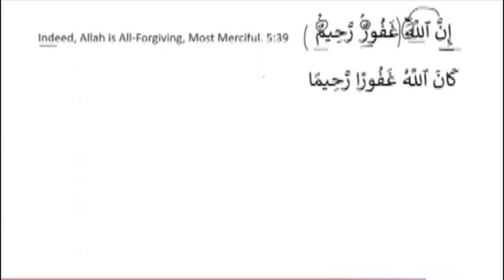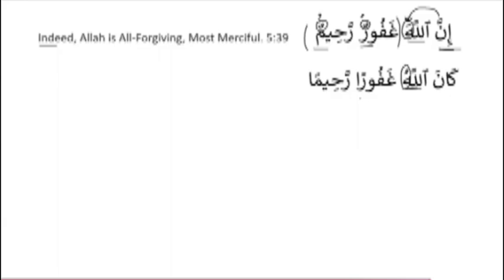Now we have a similar kind of situation, but look at what happened over here. Here, ismul jalala or lafzul jalala has dhamma. So when it has dhamma over here, what do we say? It is marfu. Hamza, ahsanti. Yes, marfu. Yes, Fatima, ahsanti, it is marfu. Why is it marfu? Because it has dhamma.